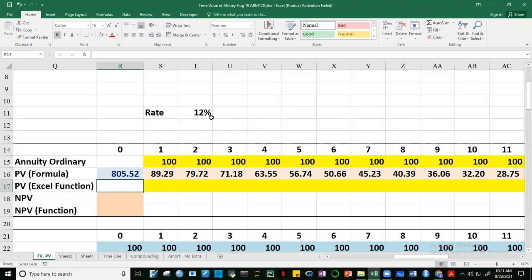Ulitin ko, if this is 12%, we are indifferent to get 100 starting next year up to 30 years and 805.52 now. Pareho lang yun, guys, yung 805.52 at saka 100 for the next 30 years. They're the same. Okay? Ceteris paribus, all things being equal. No? Wala tayong ini-impose na condition na kailangan natin ng pera ngayon. Wala tayong ganun na condition.